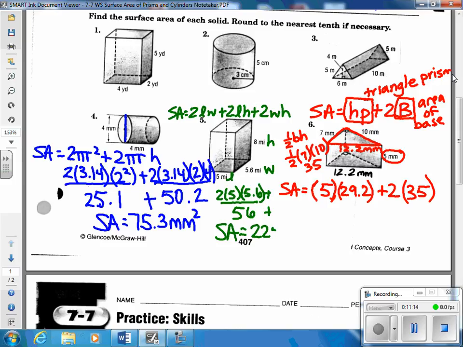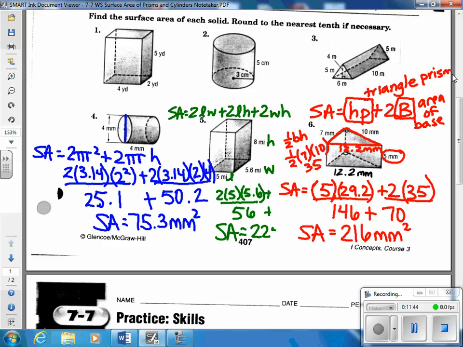All right, so now once you've got the numbers the way you want them to be, and they are correct at this point, take and do 29.2 times 5, which is going to give you 146, plus 2 times 35 is 70. Remember, you have to do your multiplication chunks first, and then add them together. All right, so when we add the two values together, we get a surface area of 216 millimeters squared.